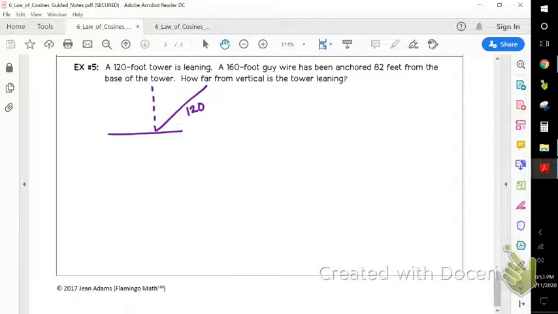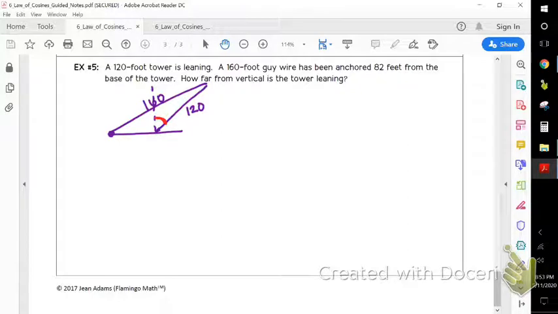So we've got this wire. Since the wire is longer than the tower, it's going to be going in the longer direction, okay? If it was going the other way, it would be shorter than the tower. So we've got this line there, and it says it's 160. Wants to know how far from the vertical is the tower leaning. Well, the vertical is what I drew when I said if the tower had been going straight up. So this is the angle in which it's leaning.